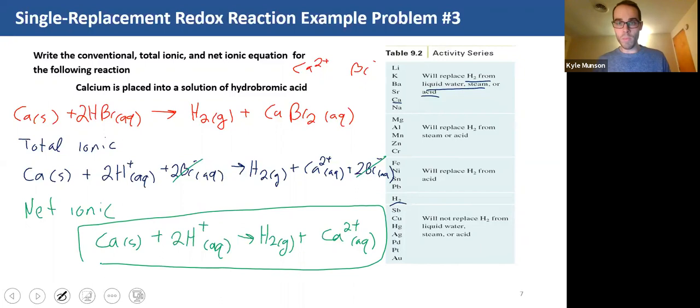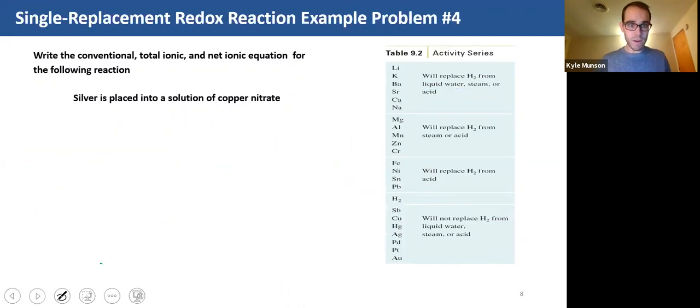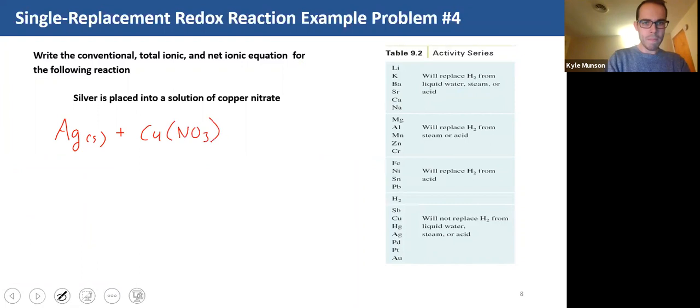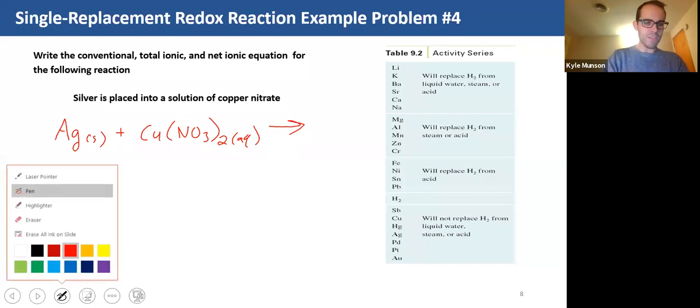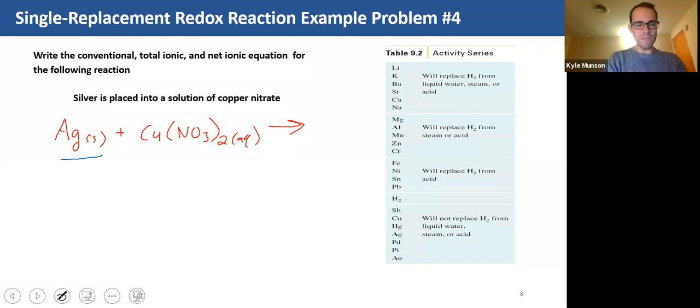All right, one more problem, I believe. Silver is placed in a solution of copper nitrate. Okay, so I'll just write out the first part here. So silver is placed in a solution of copper nitrate. Okay, will this happen? Well, let's check. Okay, so now I remember. Is silver above copper on this list? Let's check here. Copper is here, but silver is below copper. So it will not replace it in this reaction.